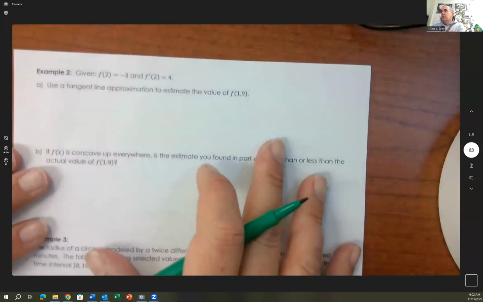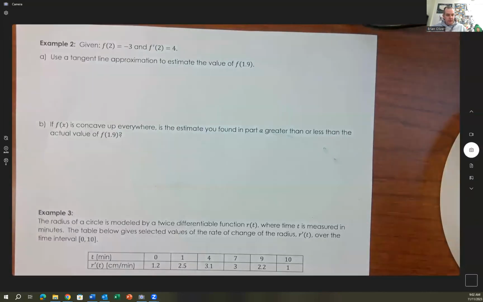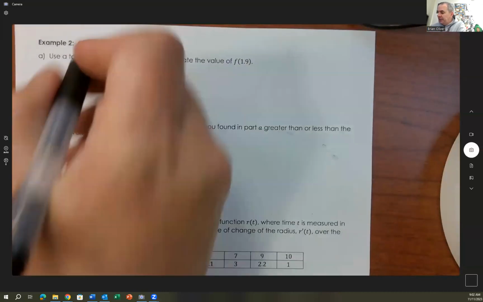Okay, so we're going to go ahead and do another example. This is a really nice one because if you look at this example, it's given us all the information we need to know.